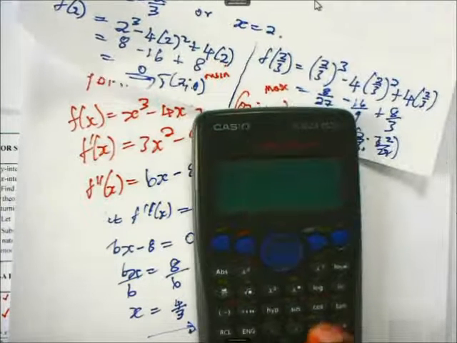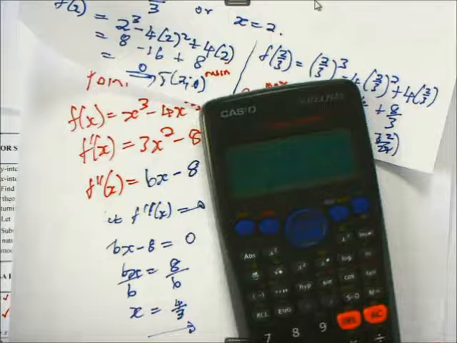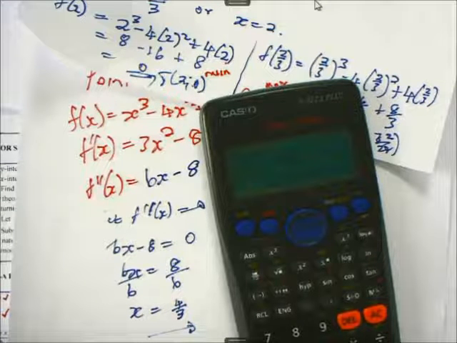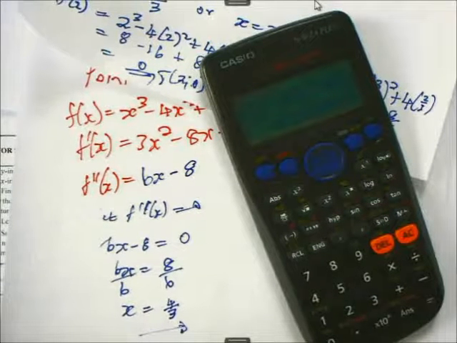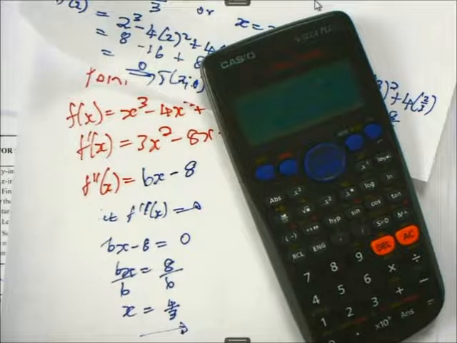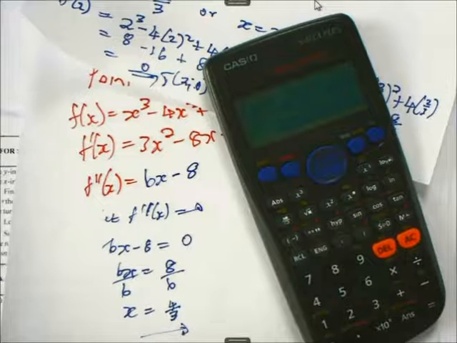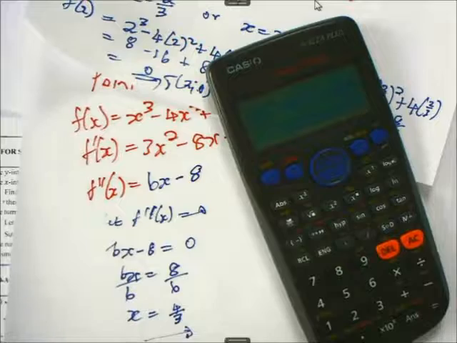Right, now, in decimal, this is the same as 0.59 or 0.6. Right, now the coordinates of the point of inflection will be 4 divided by 3 as well as 16 divided by 27.